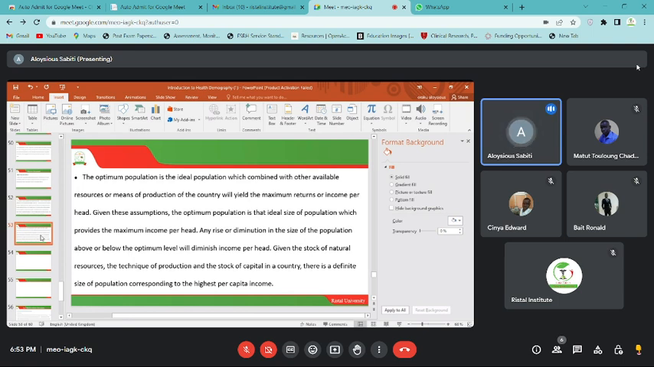population. Given these assumptions, the optimum population is that ideal size of the population which provides the maximum income per head. Now, any rise or diminishing, meaning reduction, in the size of the population above or below the optimum level will diminish income per head. Now, this means that if the population reduced, then it is going to lead to a reduction in income per head. Why?